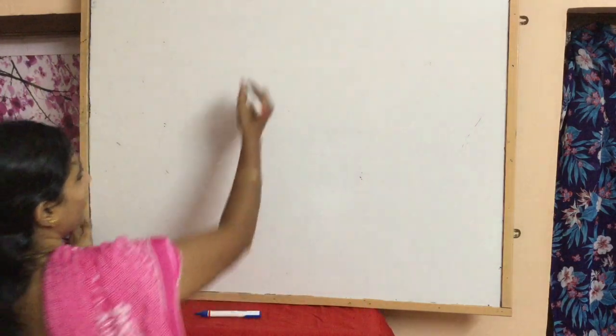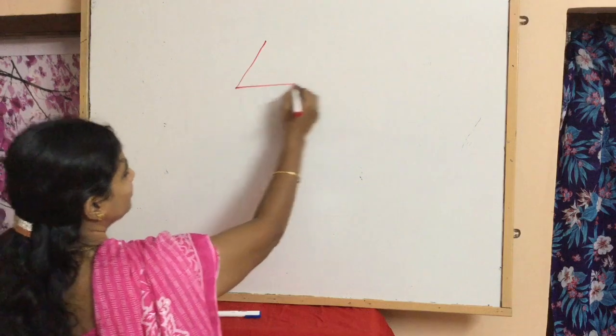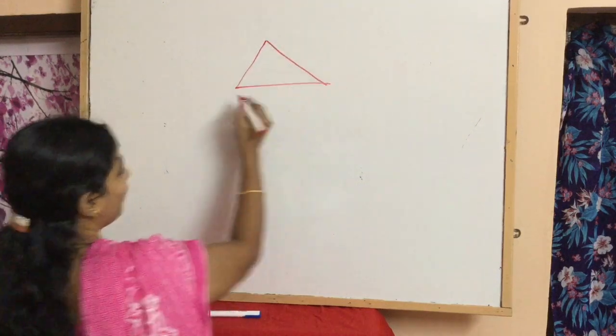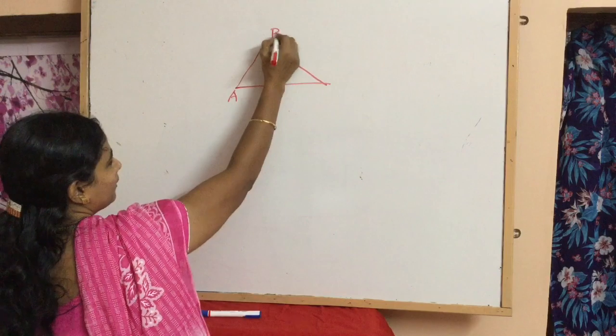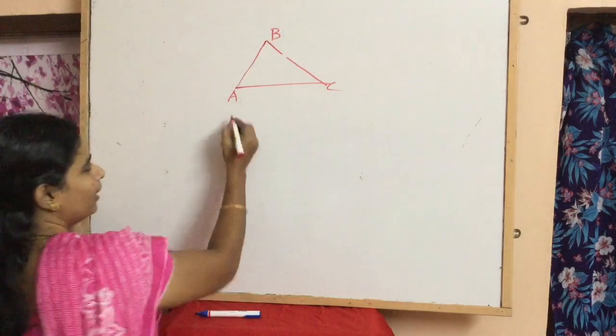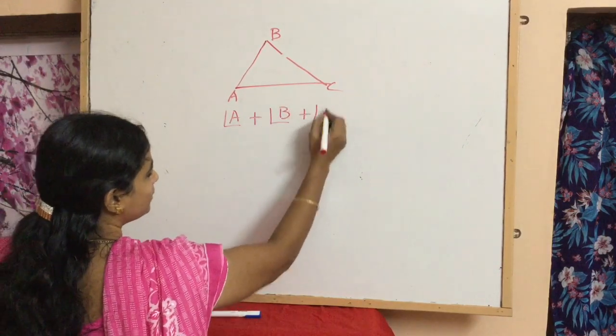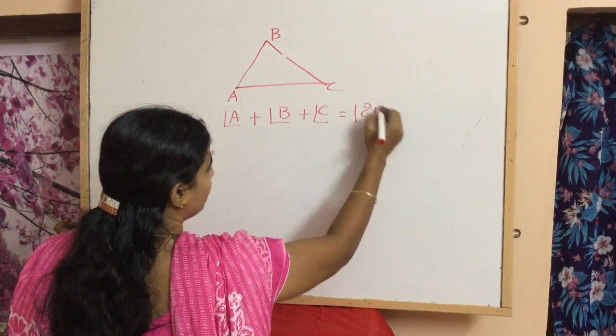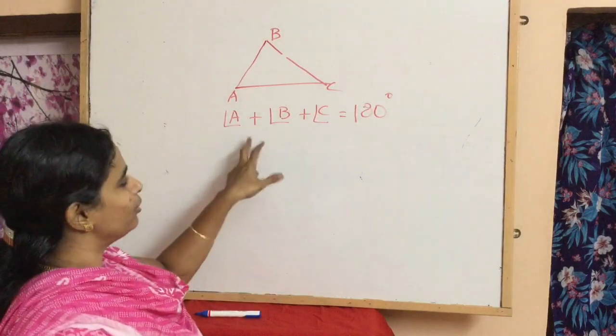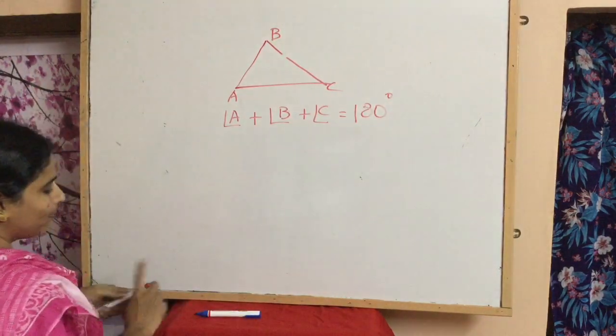So having said that, let me start with the first concept. We are all familiar with the fact that the sum of the angles of a triangle is 180 degrees, right? Let's see how we get that. Now consider a triangle ABC. So we know that angle A plus angle B plus angle C is equal to 180 degrees, right? So we are going to see how we get this.